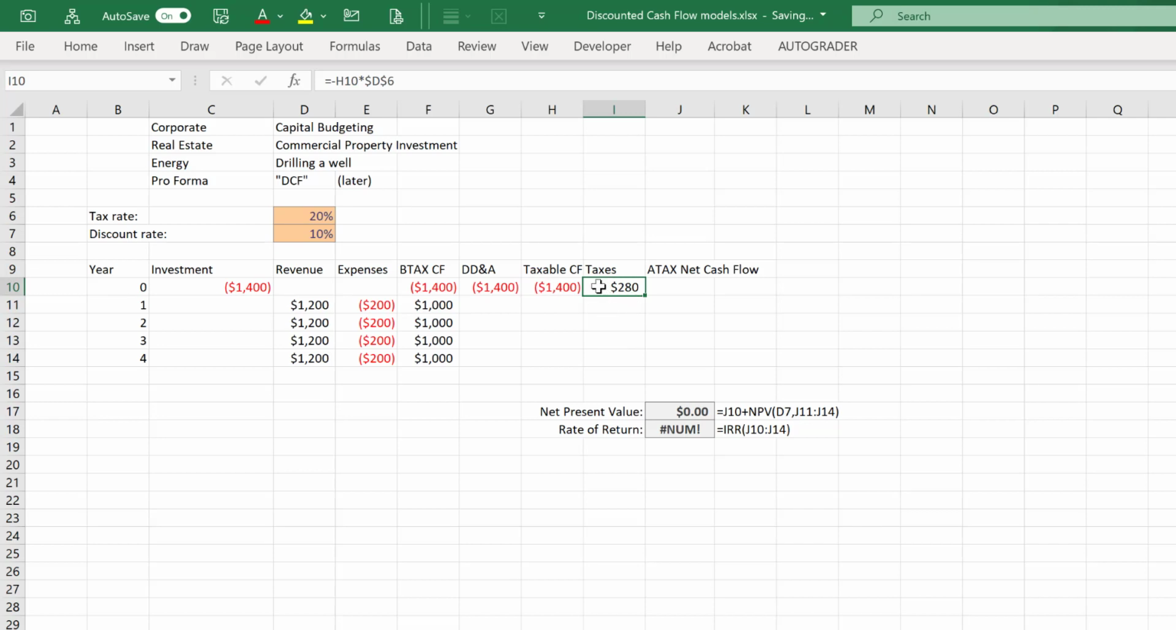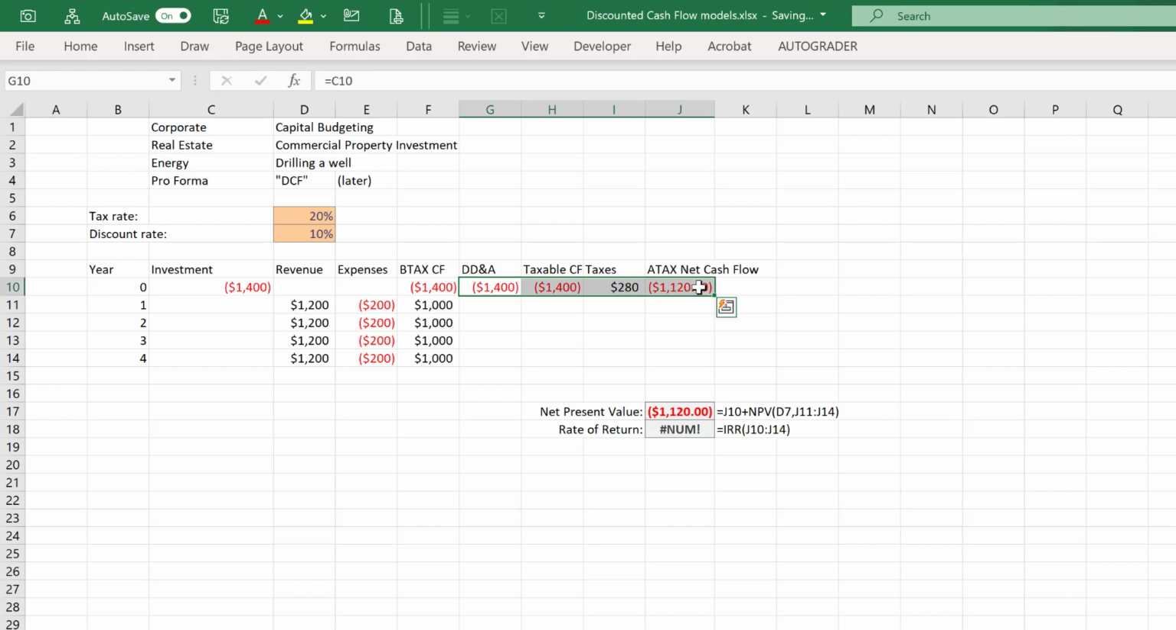So I actually get money back on my taxes. Now, we won't get into the accounting nuances of that. We'll assume that elsewhere in the firm, we have taxable income to offset. But if it works out that way, then my after-tax net cash flow is just my before-tax net cash flow plus the taxes. So I spent $1,400. I got a tax break of $280, and that left me with a net of $1,120.